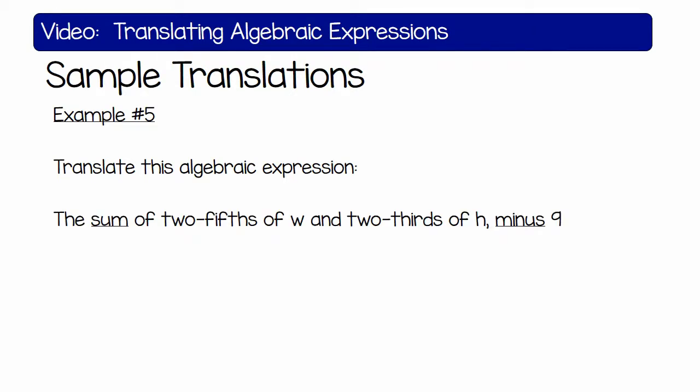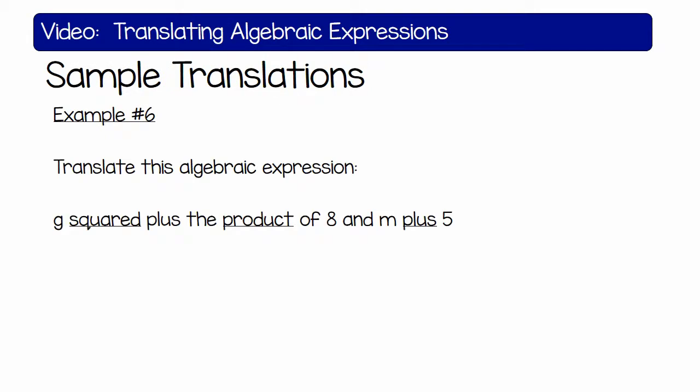Example 5. Translate this algebraic expression: the sum of 2/5 of W and 2/3 of H minus 9. So we want 2/5 of W plus 2/3 of H minus 9. Example 6. G squared plus the product of 8 and M plus 5. Solution, G squared plus 8 times M plus 5.